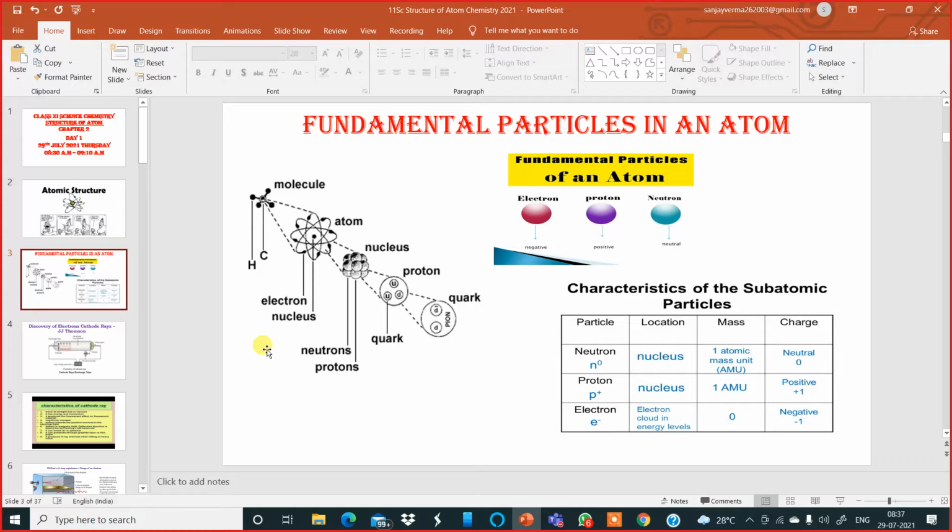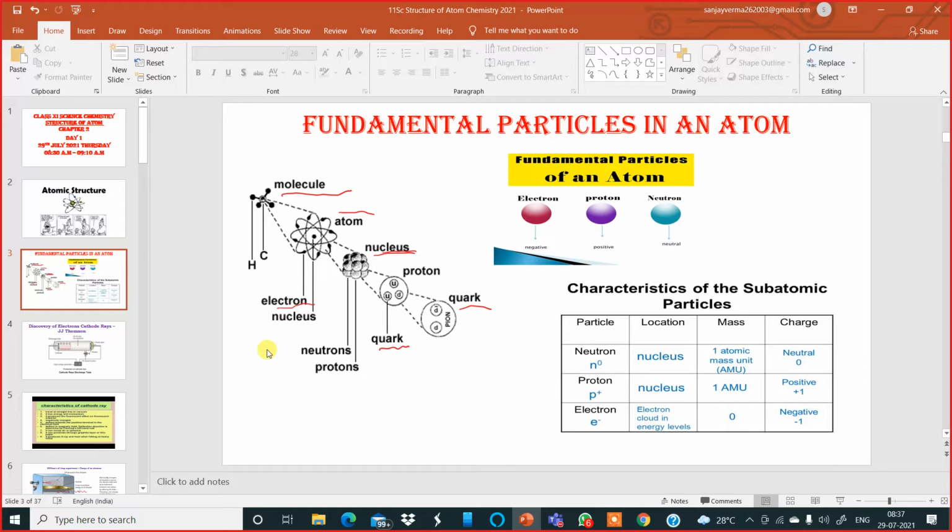Now, to give you a brief overview of what I am trying to explain today. Molecule, then inside the molecule you get atom. Inside the atom you will have the nucleus. Just outside the nucleus there are electrons in the shells, and inside the nucleus you will find the protons and the neutrons. If you move further, you can get quarks. So this is a brief overview of the fundamental particles in an atom.